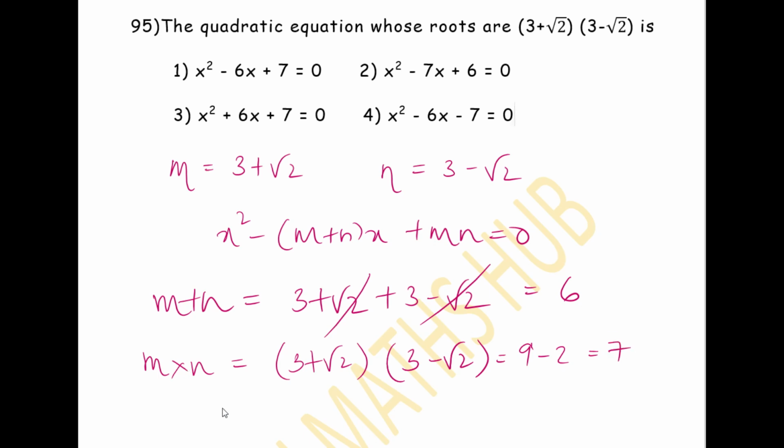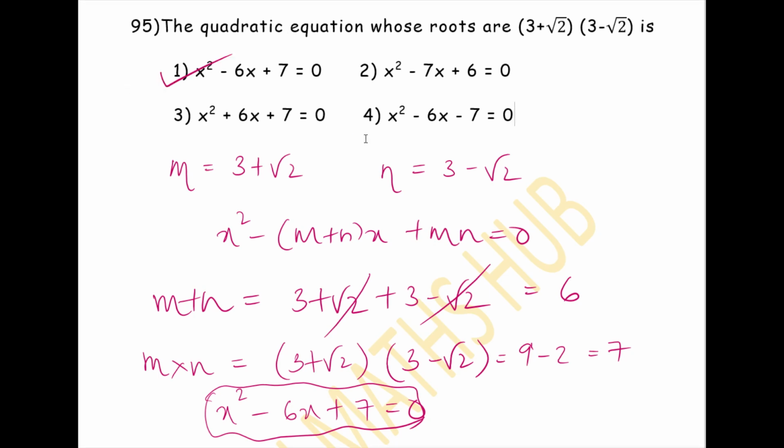Therefore, the quadratic equation will be x square minus (m plus n is 6)x plus mn is 7 equals 0. Therefore, what is the required quadratic equation? That is x square minus 6x plus 7 equals 0. Therefore, the correct answer is option 1. X square minus 6x plus 7 equals 0.